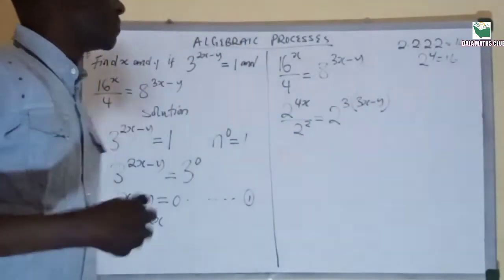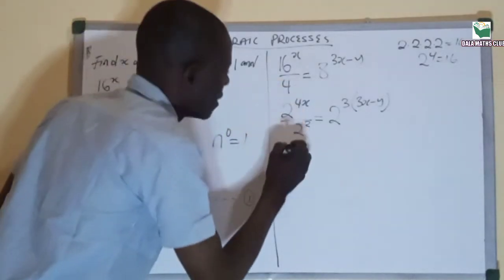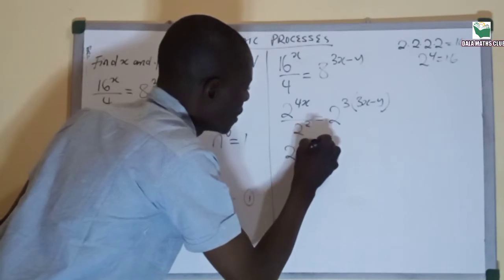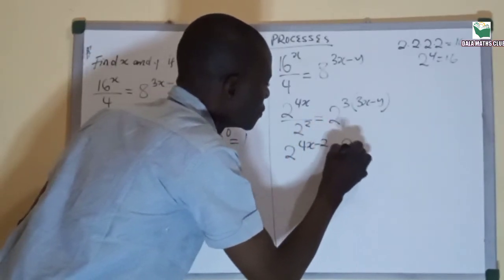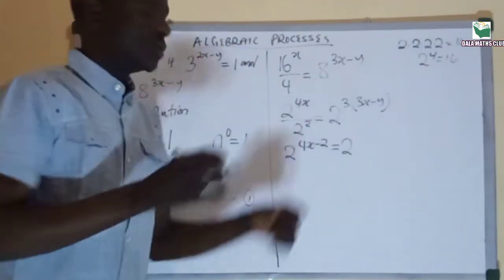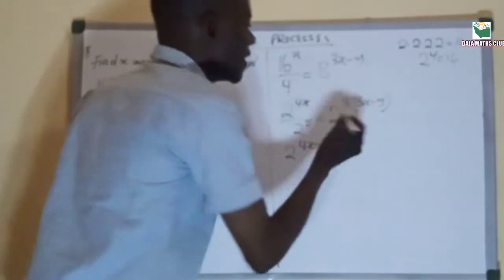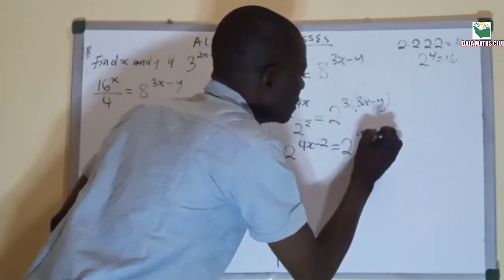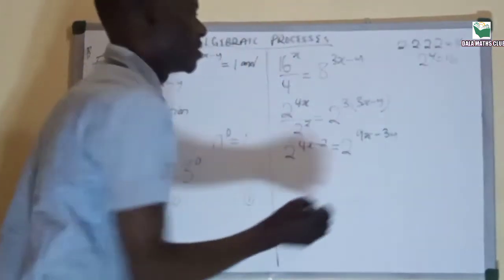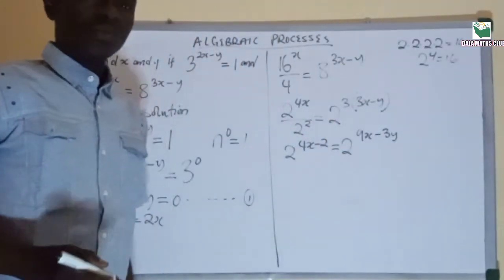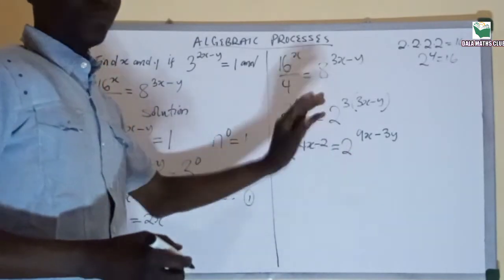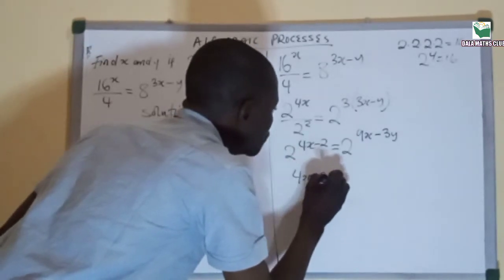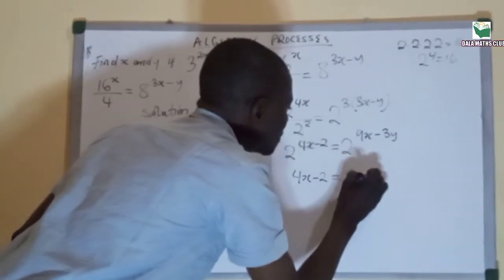I hope we are following. So from here we have 2 power 4x minus 2 is equal to 2 power, and we expand the bracket. 3 times 3x is 9x, then 3 times minus y is minus 3y. Since we have the same base, we just ignore the base and use the powers. So we have 4x minus 2 is equal to 9x minus 3y.